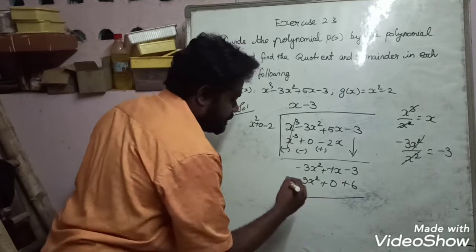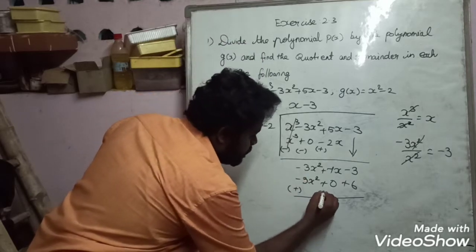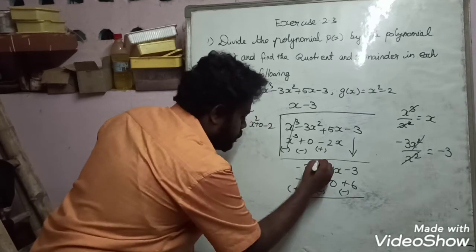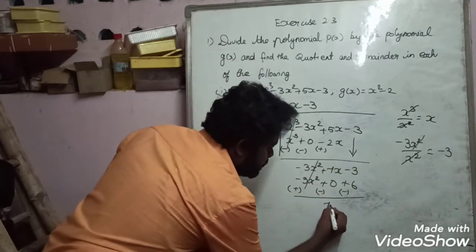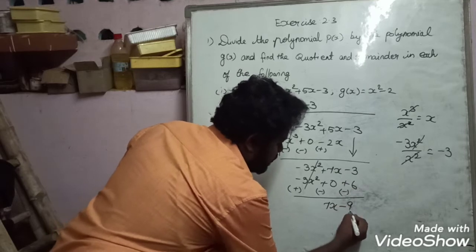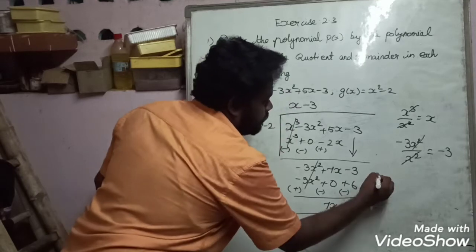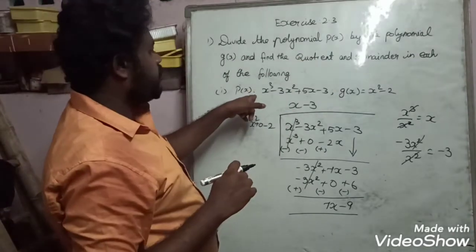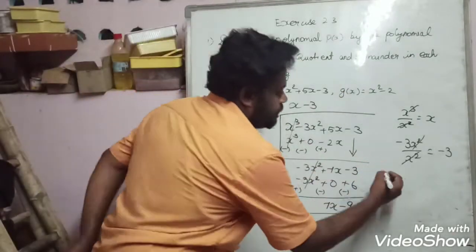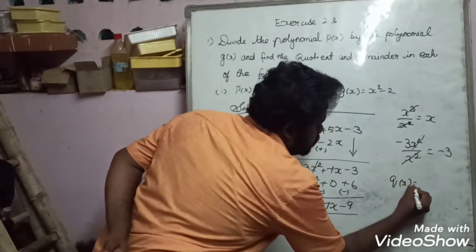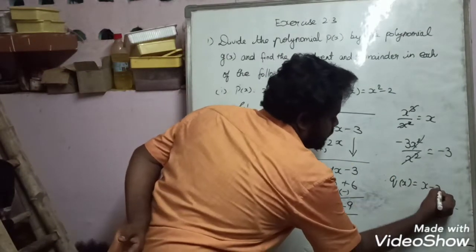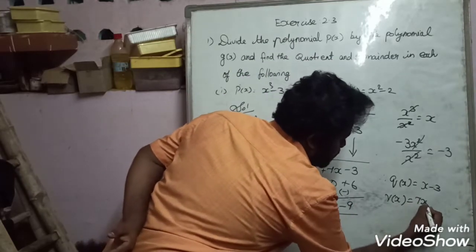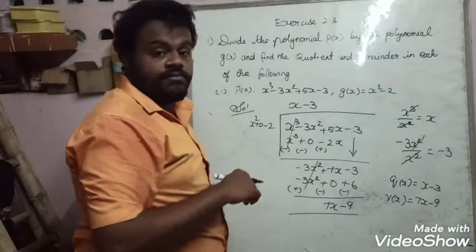So again we change the symbol. This one becomes plus and then minus, here becomes minus. So it will cancel. So our answer 7x minus 9. Therefore, quotient and remainder for this p of x divided by g of x. So q of x is the quotient, x minus 3 is the quotient, and then remainder r of x equal to 7x minus 9. Next we move on to second.